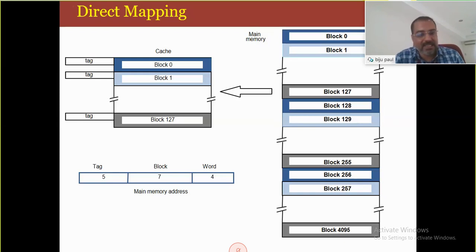2 raised to 4 is 16. In a block there are 16 locations, so 4 bits are required to address those 16 locations in each block, right? Then the next 7 bits are used to find out which block it is. 2 raised to 7 is 128. So those 7 bits are enough to find out which block it is.